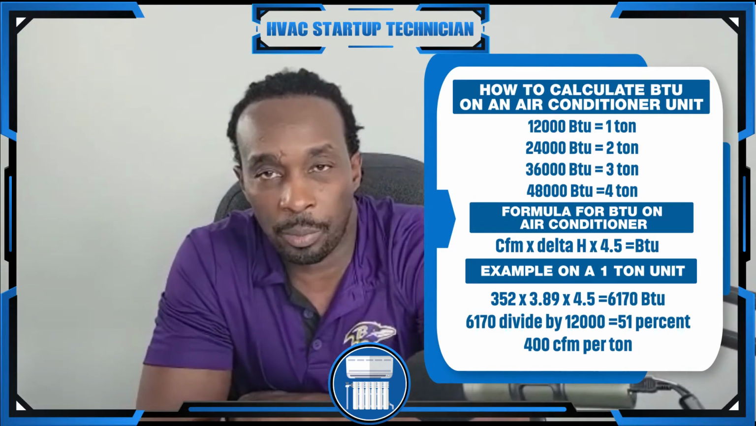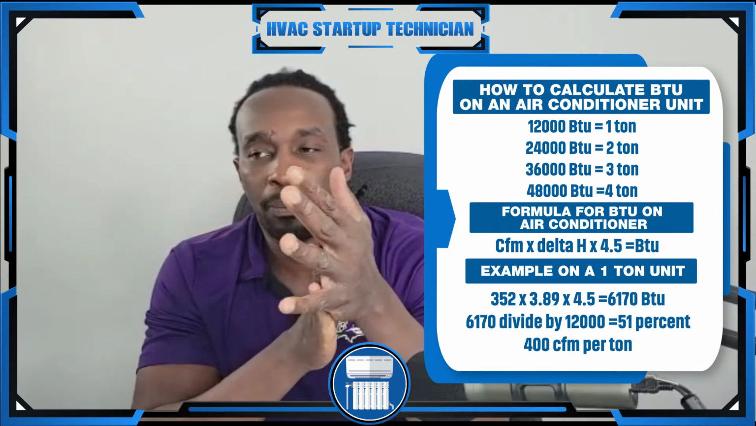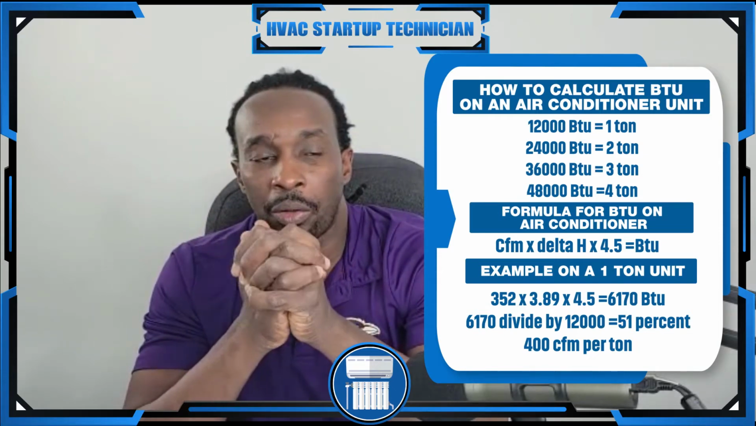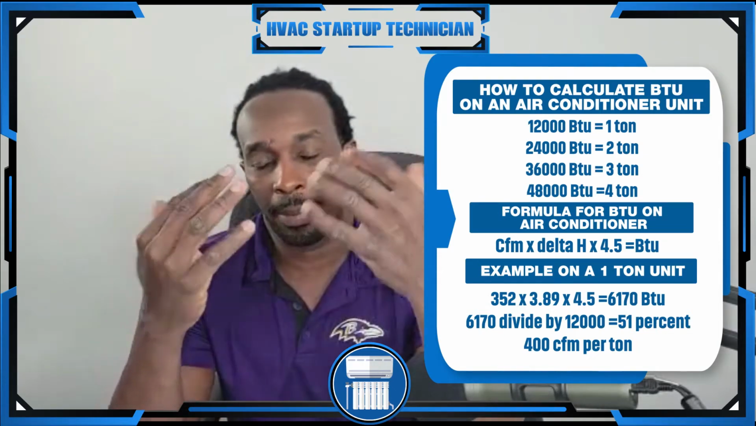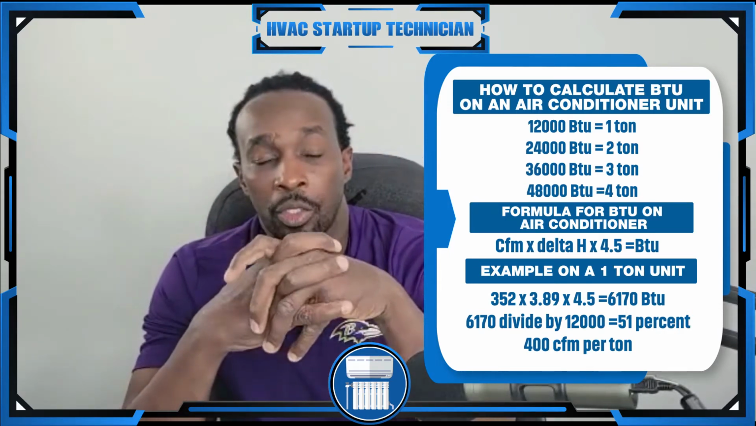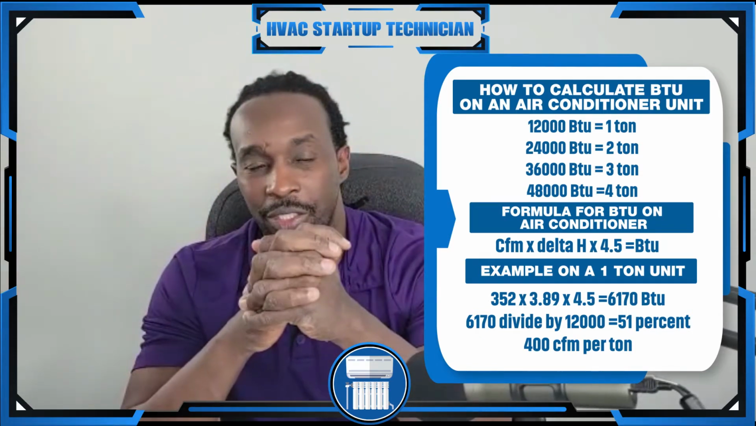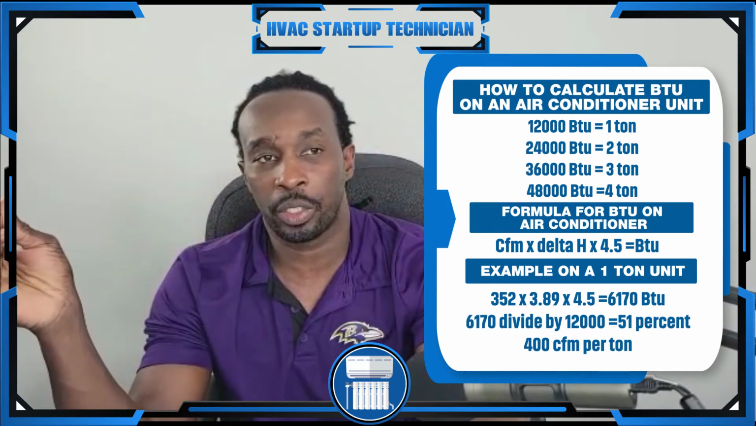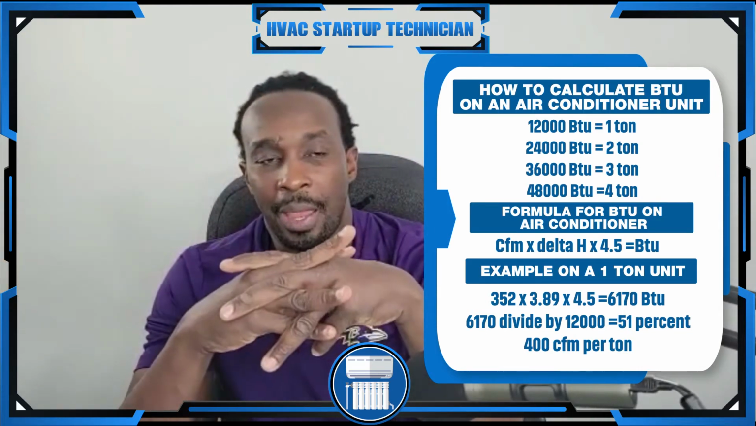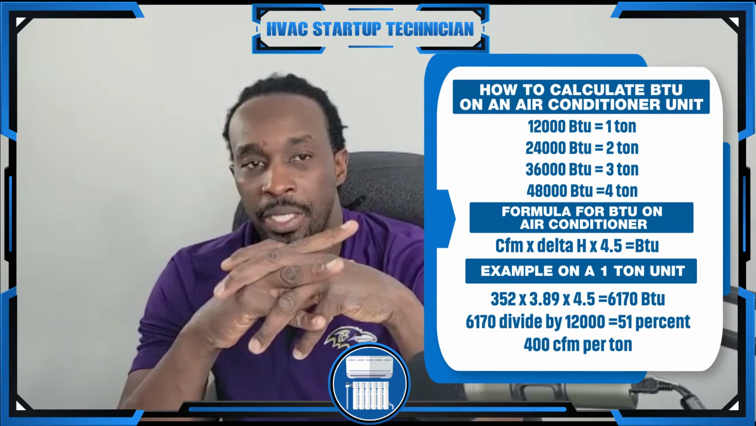Let me jump into some really important formulas for your BTUs on the outdoor unit. I'm going to give you the formula, and then come back and explain it a little deeper. You take your CFM times your delta H, because we're not dealing with heating, which is the difference between your return and your supply, times 4.5, and that will equal your BTUs.